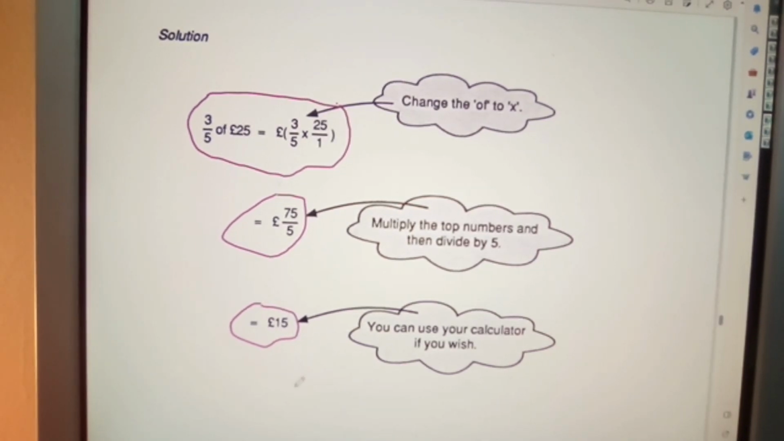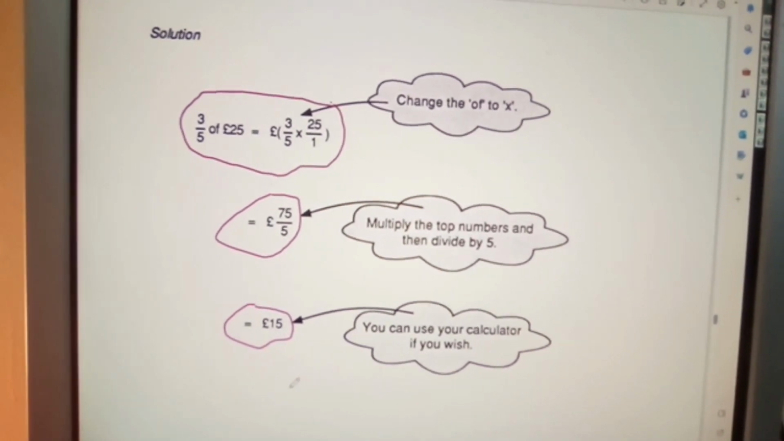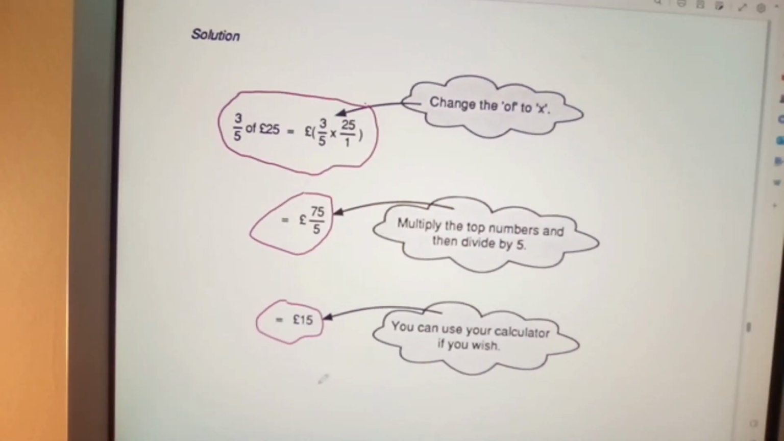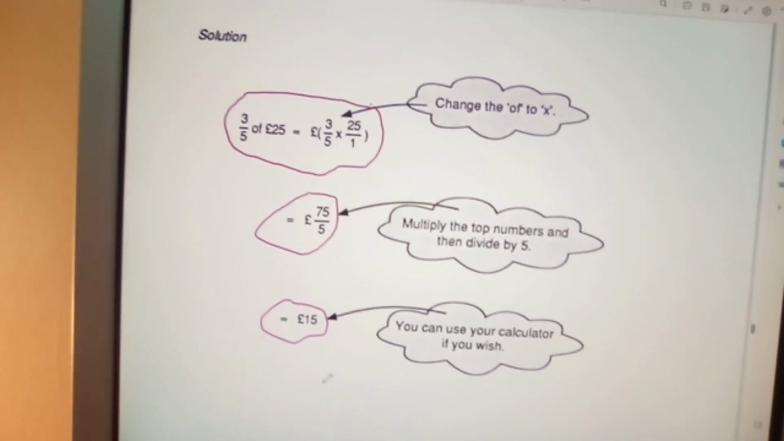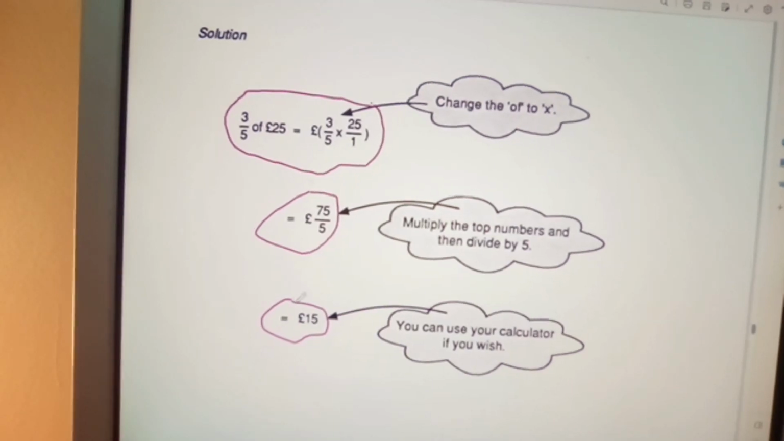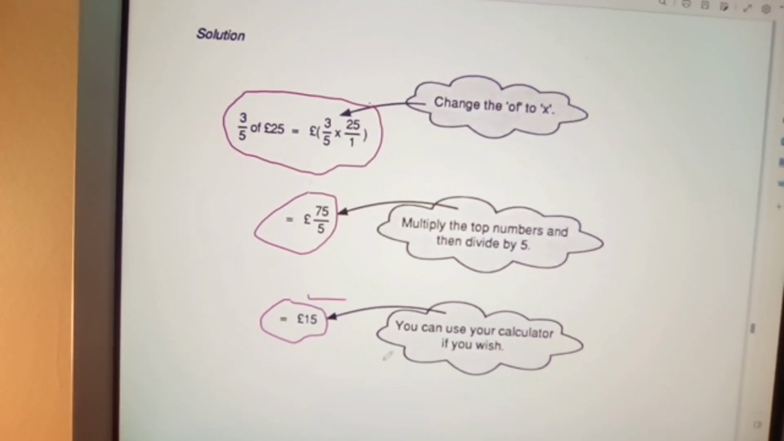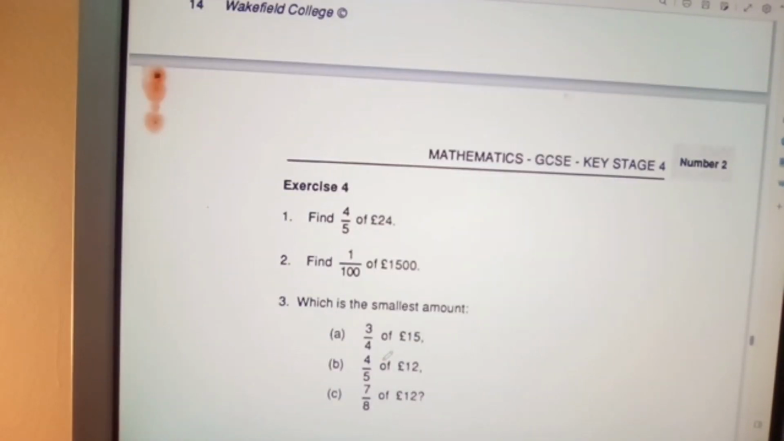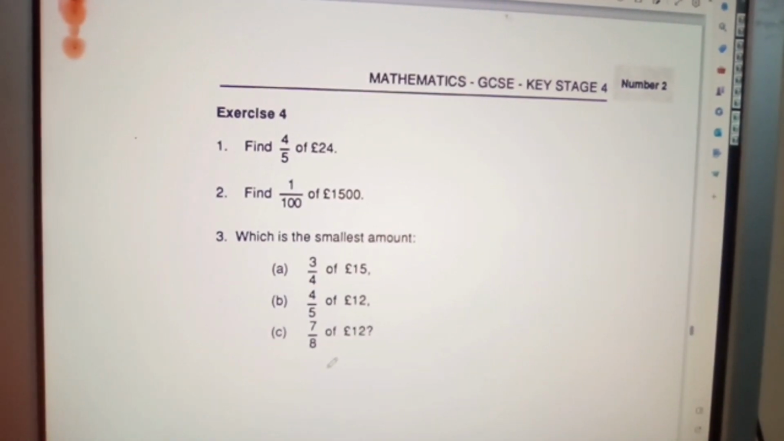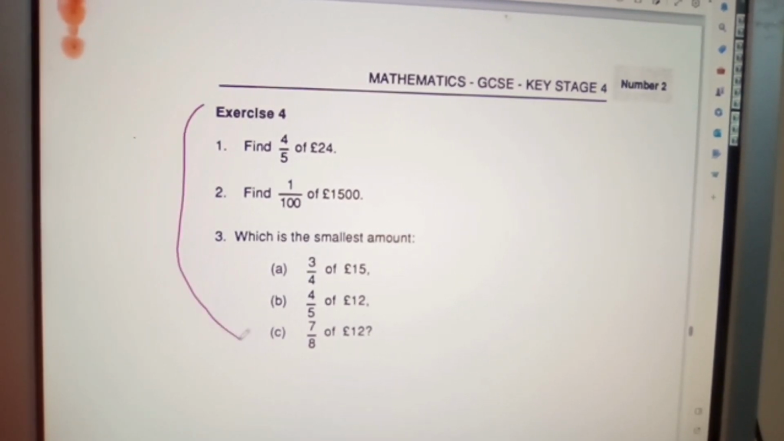5 into 7 goes once, remainder 2. 5 into 25 goes 5 times, therefore that answer is correct. Right, now I'm not going to do this for you. Exercise again, get these done for me again, please. I would like you to do these.